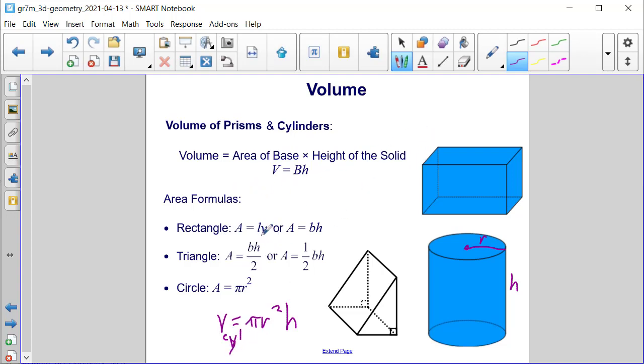So you can write the volume again of a cylinder as pi r squared times h. And if you wanted to, because with a rectangular prism, its area is length times width, you could take length times width and replace the capital B here to write the formula as length times width times height, where you have the length here, width here, and height here.